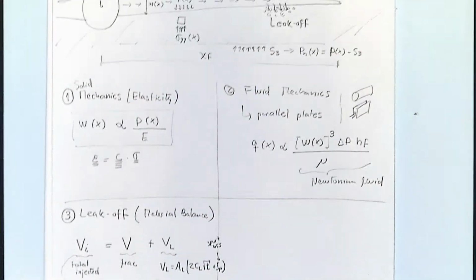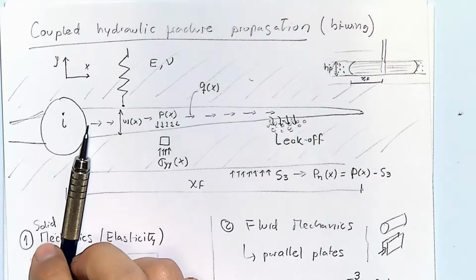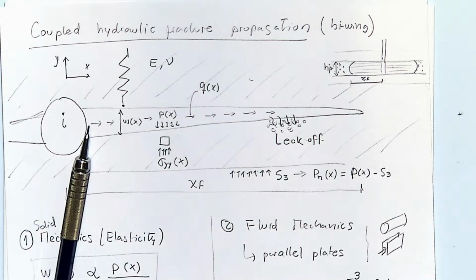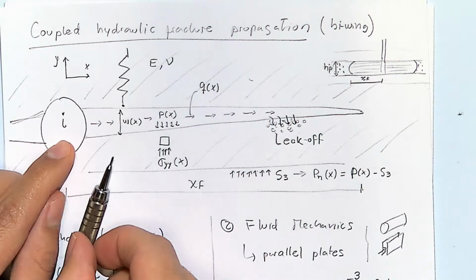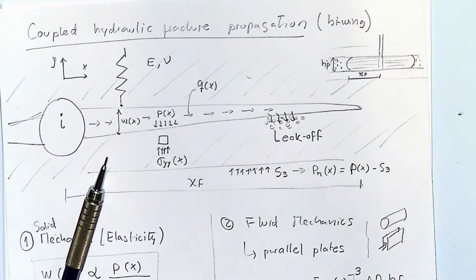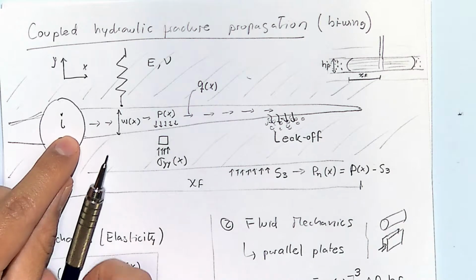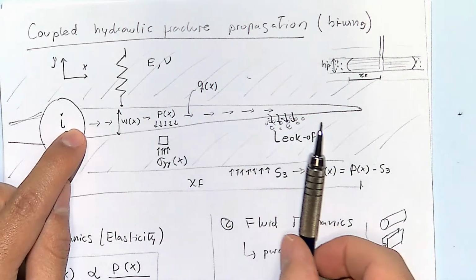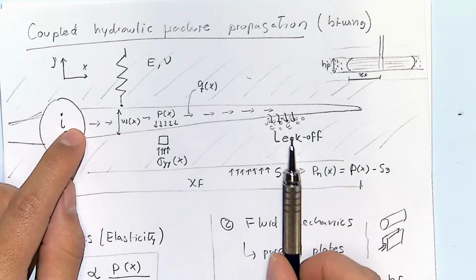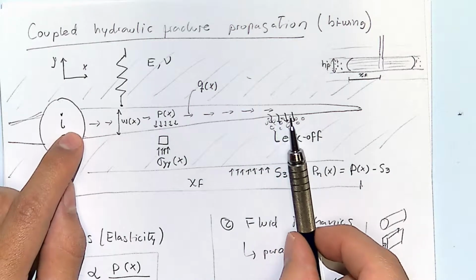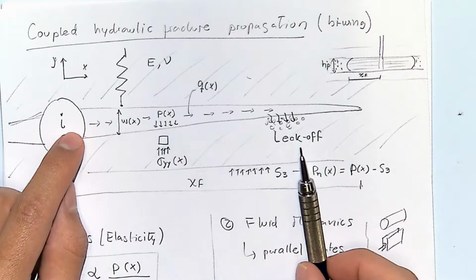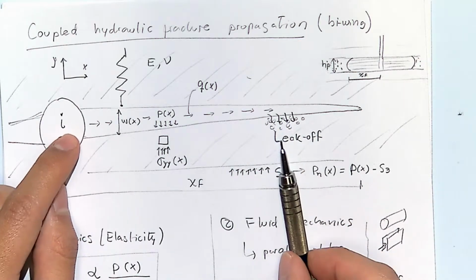Let's come back over here. Notice that in order to propagate this fracture, we need energy. That energy comes from the pressure of the fluid. That pressure of the fluid opens the fracture, deforms the rock. That pressure of the fluid and the gradient makes the fluid flow through the fracture, and that same pressure of the fluid makes the fluid get into the formation and leak off into the formation.